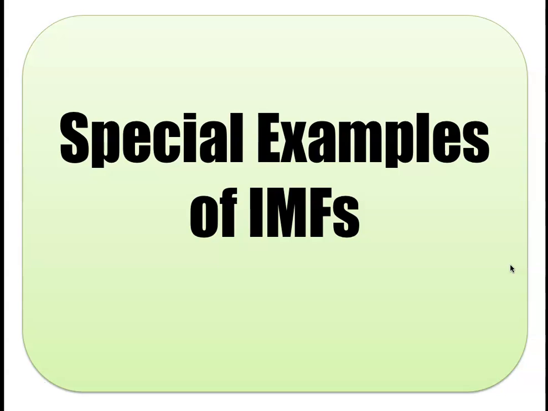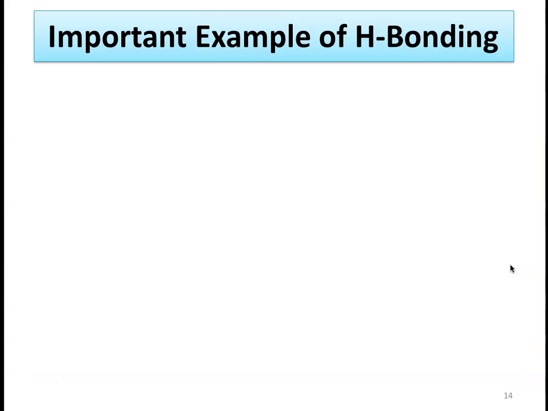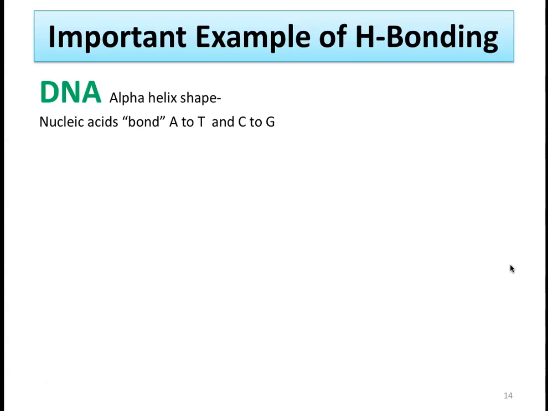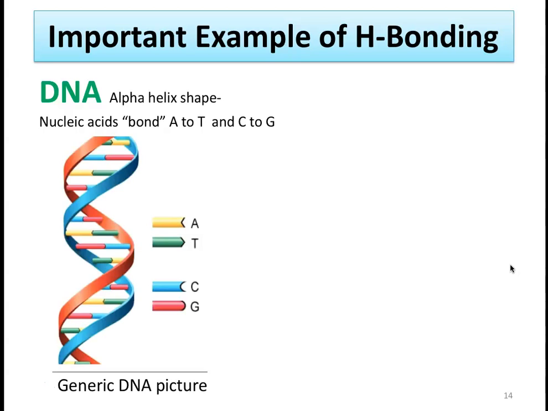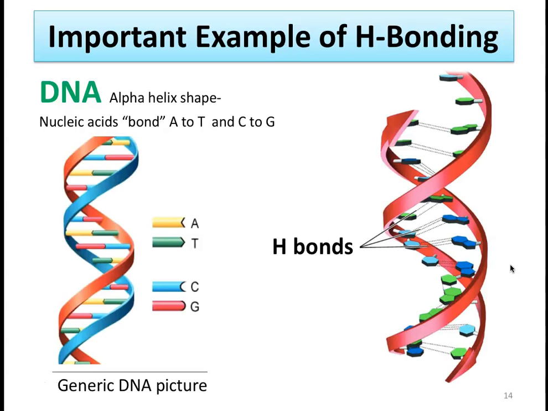All right, special examples of IMFs. One pertaining to hydrogen bonding: DNA. You should all have remembered this from biology. We know how DNA is held together. It's all hydrogen bonding. A to T, C to G. They all use hydrogen bonding to hold them together.